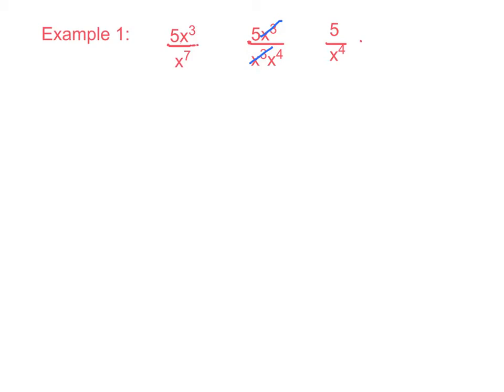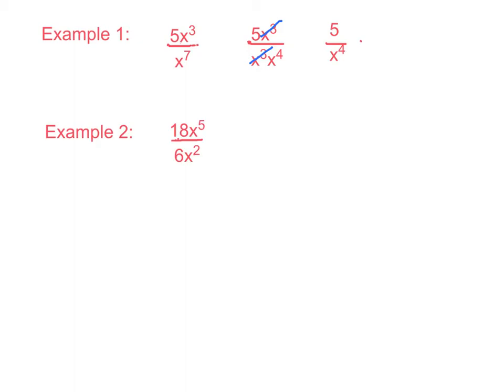So a simple example of where the exponent in the numerator is greater than the exponent in the denominator. You could use the rule, or you could simply look at it this way in terms of canceling out and coming up with the simplified solution. All right, let's look at another example.